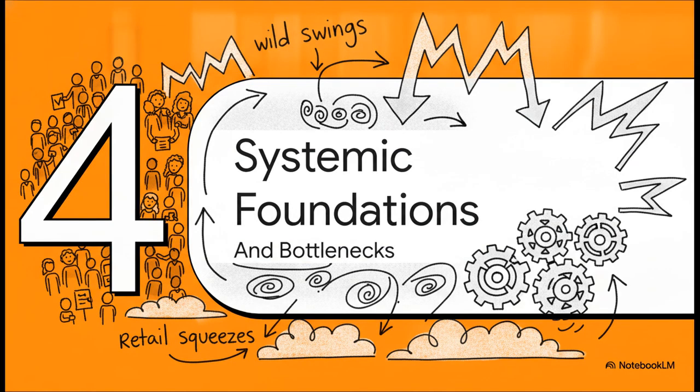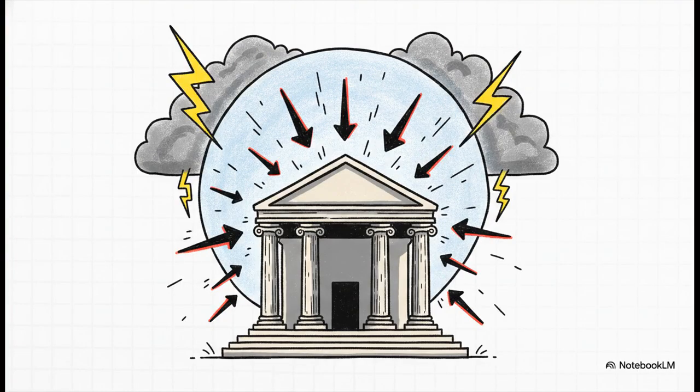Moving to Section 4, Systemic Foundations and Bottlenecks. So with all these wild swings, crowded tech trades, and volatile retail squeezes happening left and right, we really need to take a step back and ask, just how resilient is the actual foundation of our financial system? Well, the good news is, according to the 2026 bank stress test results, it's incredibly robust.